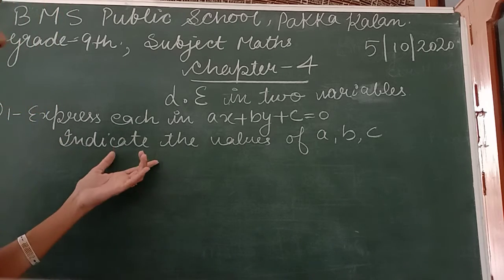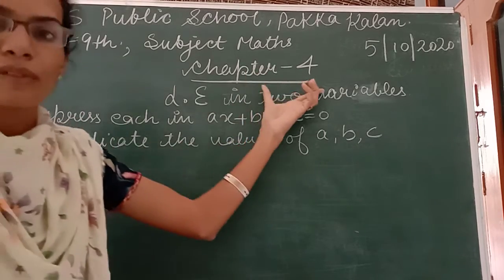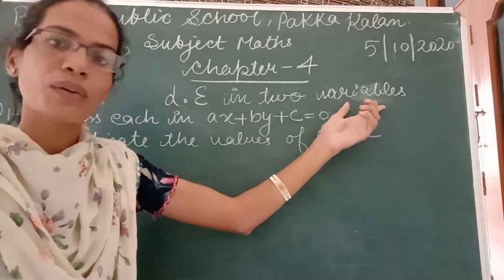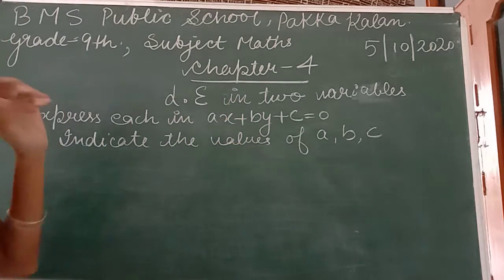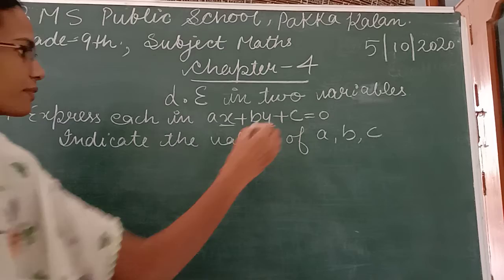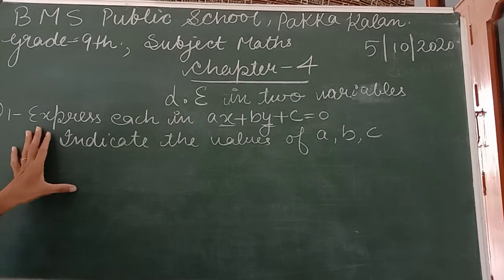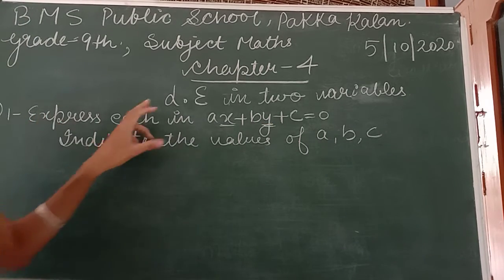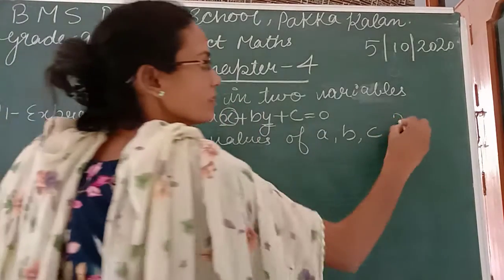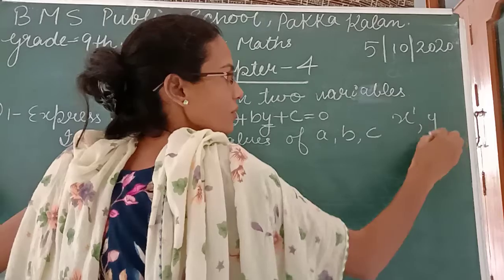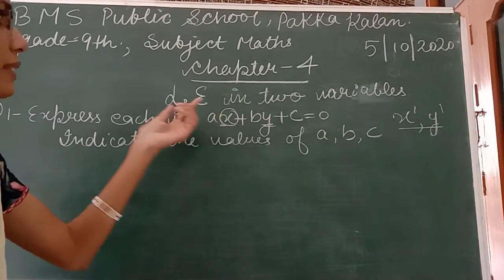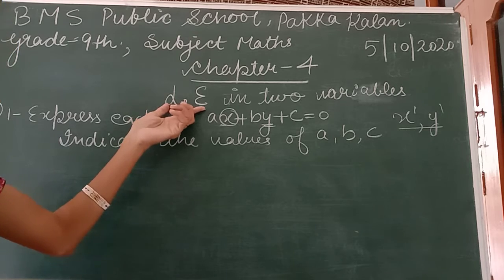Next we are going to start chapter number 4. The chapter name is linear equation in two variables. In this chapter we will discuss two variables, x and y. Linear equation means the degree of x is 1 and the degree of y is 1. That's why we call it a linear equation.